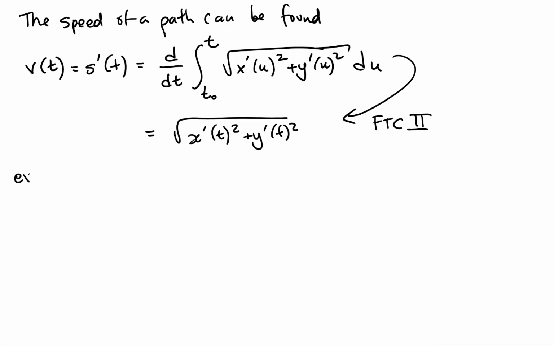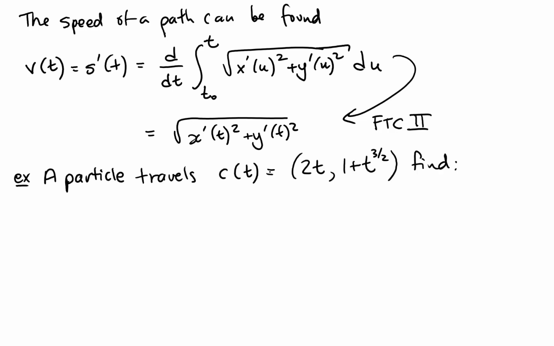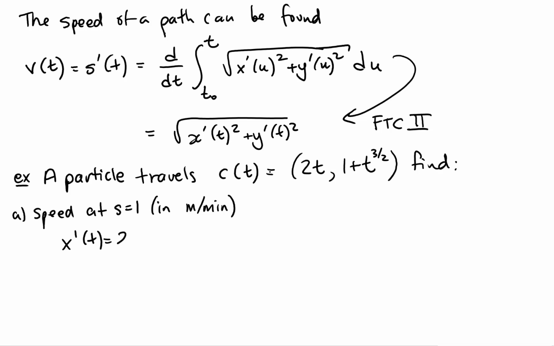And so we can use this now to find speeds of all sorts of things traveling along parametric arcs, such as what happens with a particle traveling along the parametric arc defined by 2t and 1 plus t to the 3 over 2. So first, let's see if we can find the speed at t equals 1, in meters per minute. And so I get x prime of t will be 2, and y prime of t will be 3 over 2 t to the 1/2.